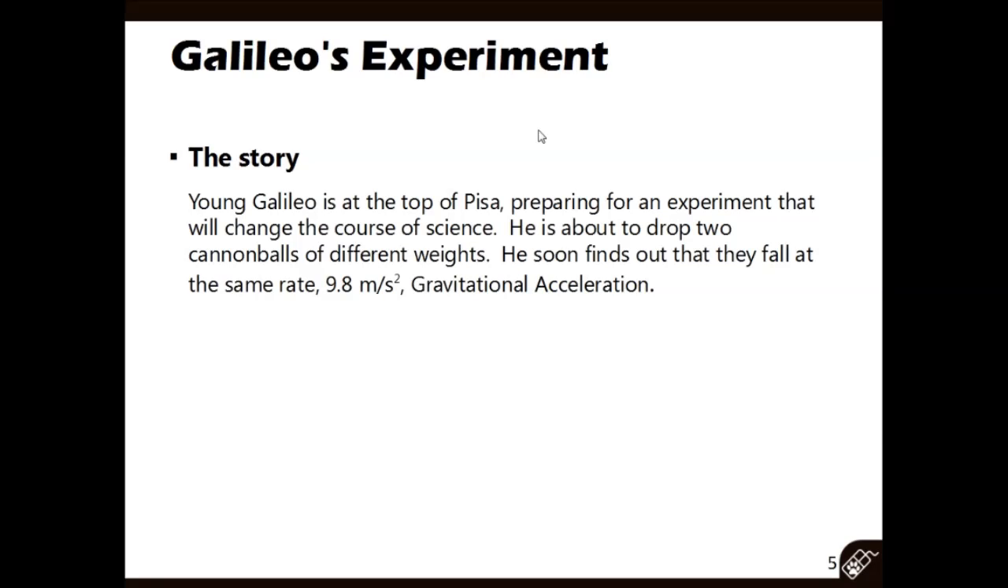As the story goes, this popular story, young Galileo is at the top of Pisa, preparing for an experiment that has been done before, according to the history, but he was the one who was able to analyze the results and came up with the amazing result: two objects of different weights, falling from the same height, would hit the ground at the same time, which explains how gravitational acceleration comes into the picture, 9.8 meters per second squared.